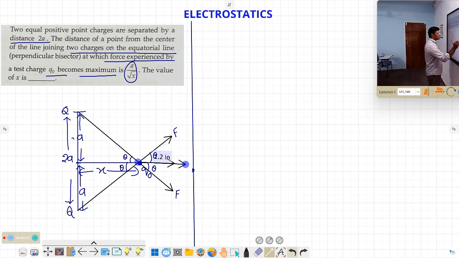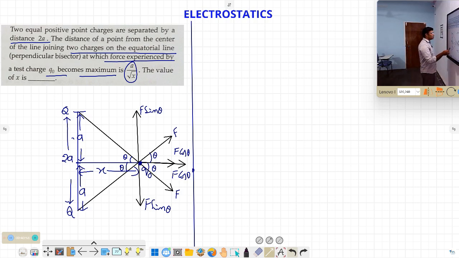The components are F cos theta and F cos theta due to this, and the remaining ones are the vertical components: one vertically upwards, and another one vertically downwards. So this component is nothing but F sine theta, and this is also F sine theta. Now these two F sine thetas are opposite in direction, so there is no net effect at this point, so it is 0. So only we have F cos theta, F cos theta.